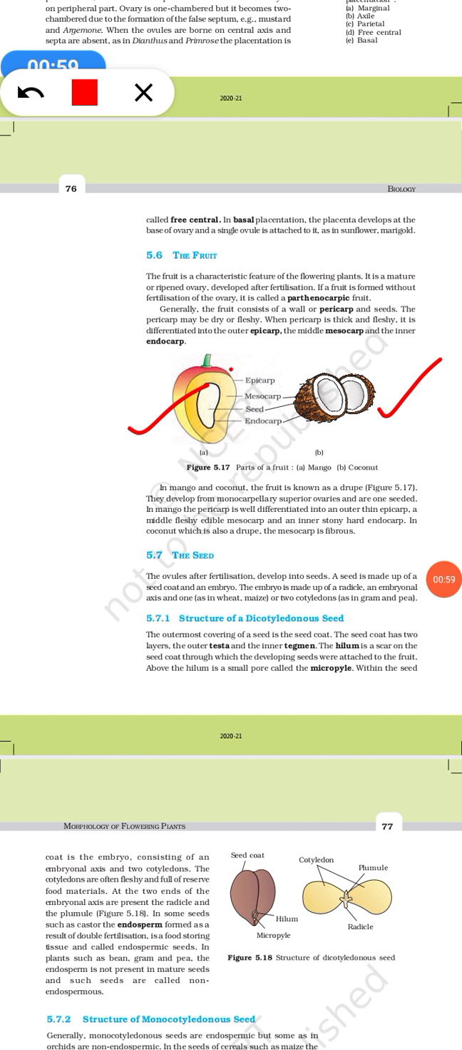And in mango, the pericarp is well differentiated into an outer thin epicarp, which is the peel of the mango, a middle fleshy layer, the mesocarp, and an inner stony hard endocarp, which encloses the seed. Coconut is also called a drupe.